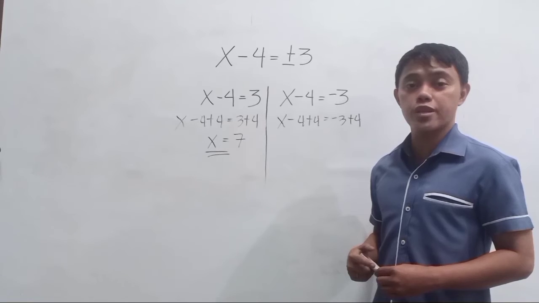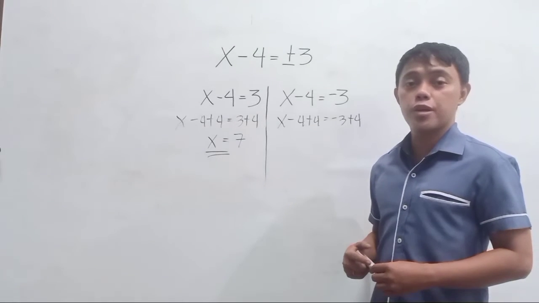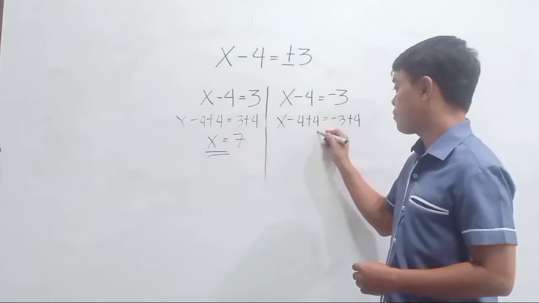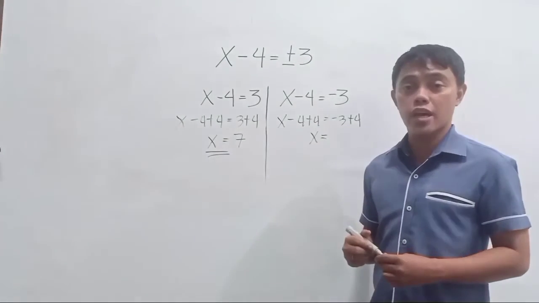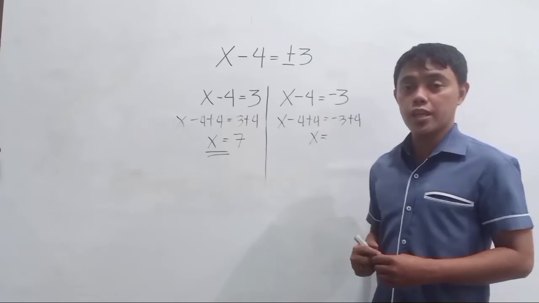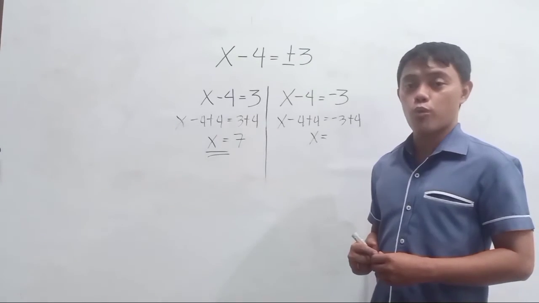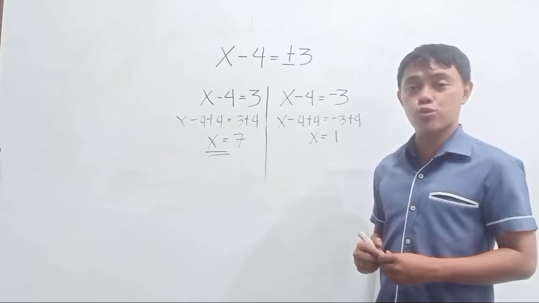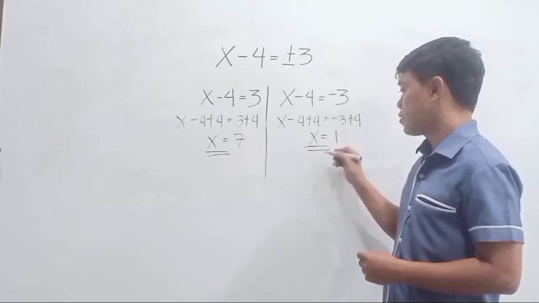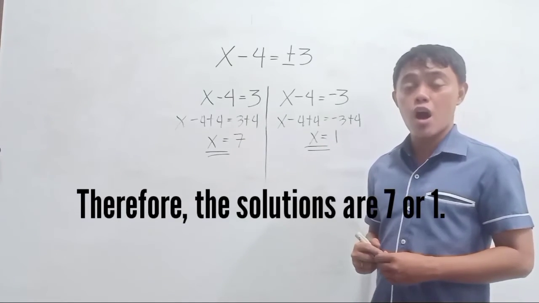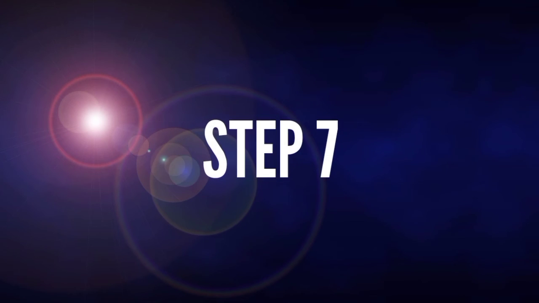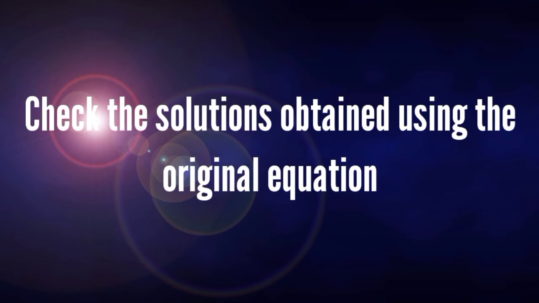Since negative 4 plus 4 is equal to 0, the remaining term on the left side of the equation will be x. And on the right side of the equation, negative 3 plus 4 is equal to 1. The value of x is equal to 1. Therefore, the solutions are 7 or 1. Step 7. Check the solutions obtained using the original equation.